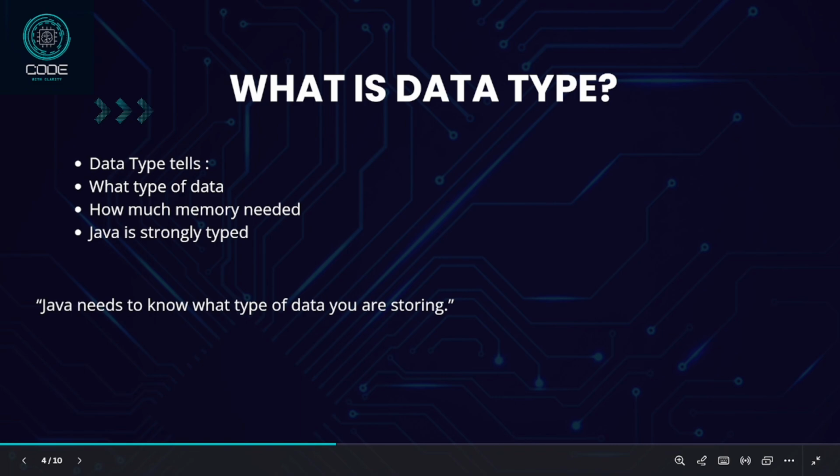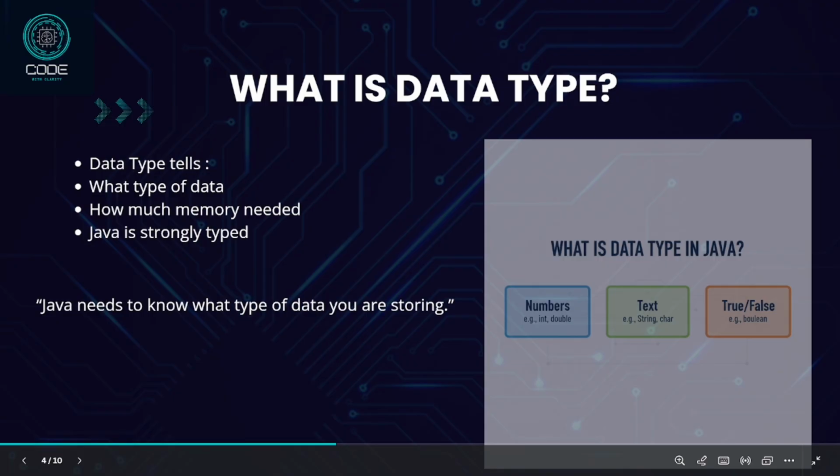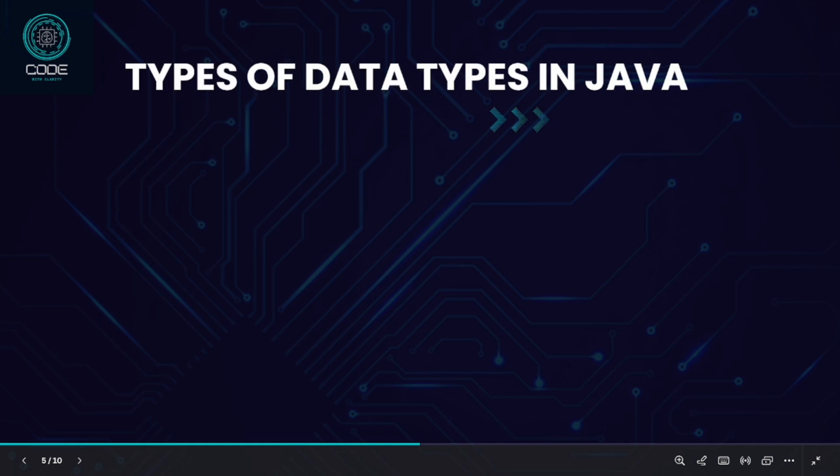Now, here is something very important, that is Java is strongly typed. इसका क्या मतलब है? Java is strongly typed. Very important. This means Java needs to know what type of data you are storing before the program runs. जावा को पता होना चाहिए कि आप कौन सा डेटा टाइप स्टोर कर रहे हो. Let's talk about the types of data types available in Java. In Java, data types are mainly divided into two categories. The first category is called primitive data types.